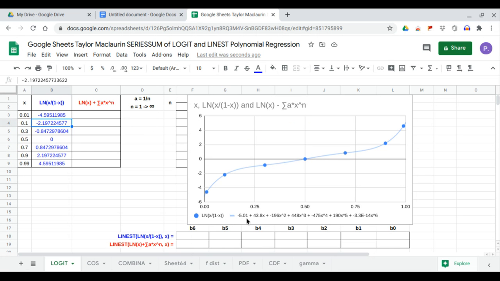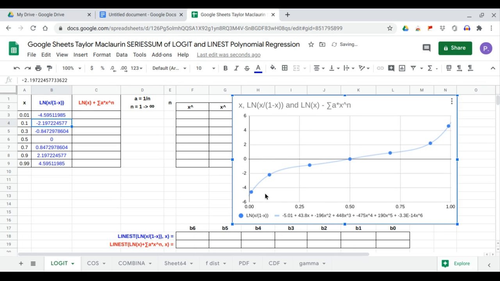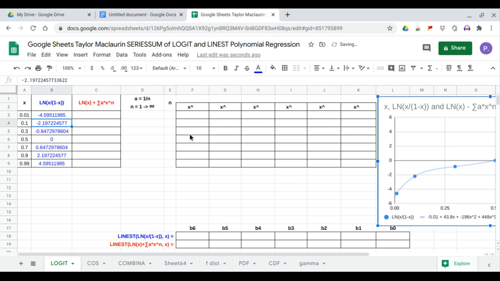Here you have 5.01 plus negative 5.01 plus 48.3x minus 196x squared. Let's calculate this using the LINEST. So we have our n starting with 1, 2, 3, 4, 5 to the power 6.